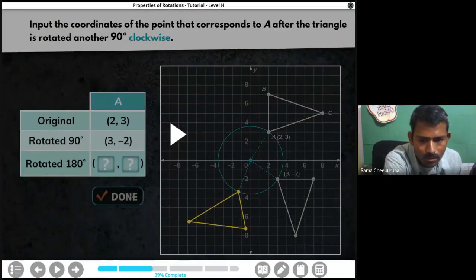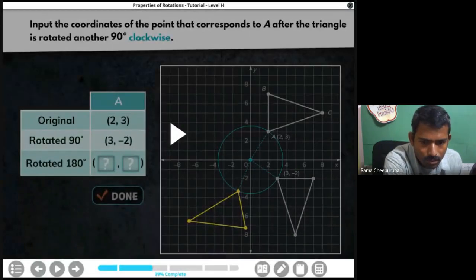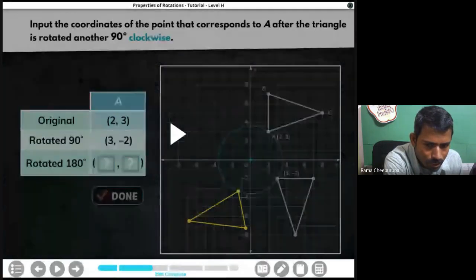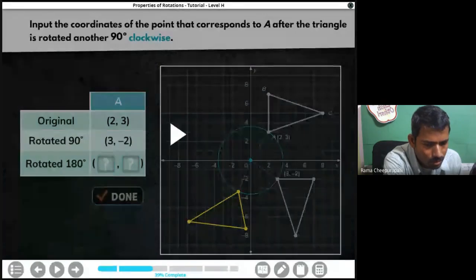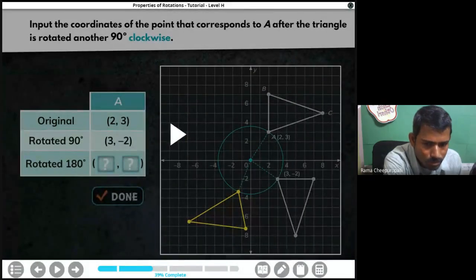First of all, let's look into the first one. When I rotated the first one, ABC, 90 degrees, look at that, the ordered pair A, which is (2, 3), when we rotate it 90 degrees, becomes (3, -2). You understand that? So carefully observe it: from A, ordered pair (2, 3), when we rotate it, it becomes (3, -2).